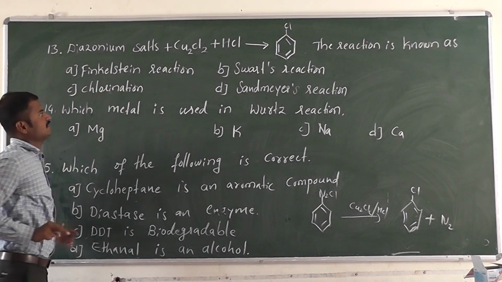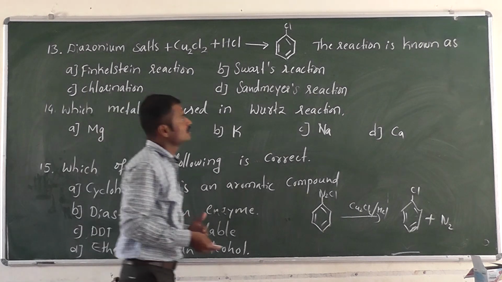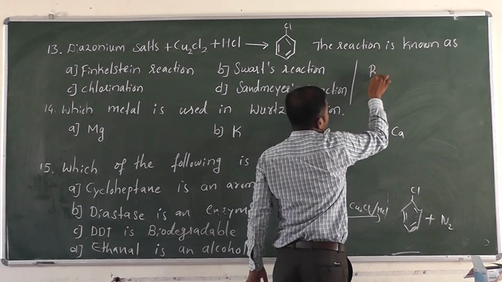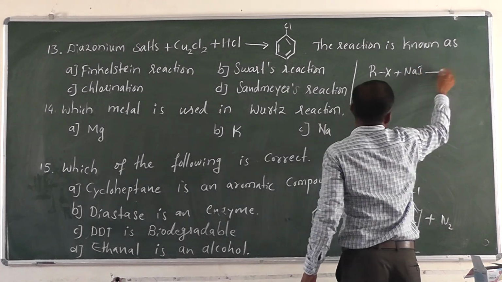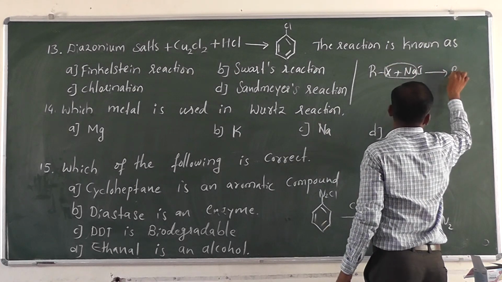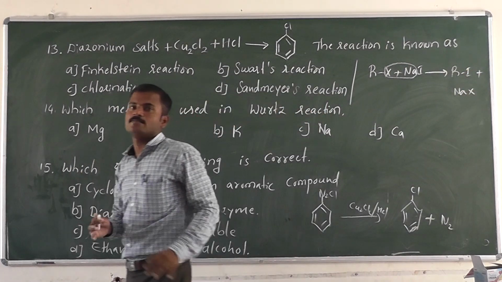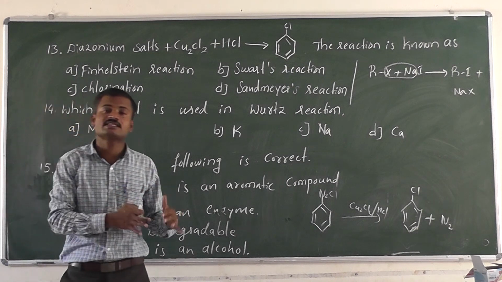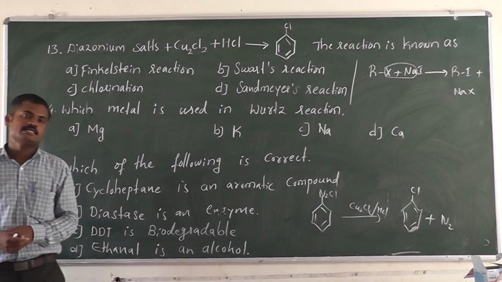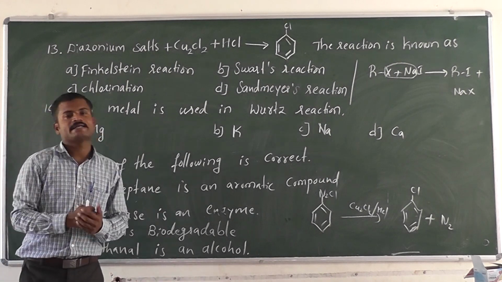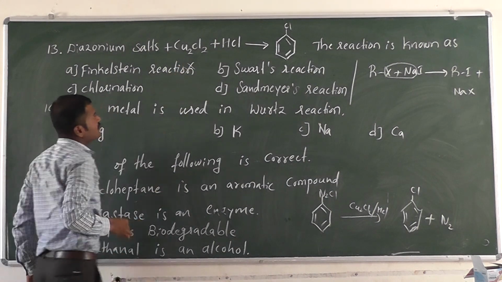See, option A, Finkelstein reaction, is different. Already we know, in the Finkelstein reaction, RX, that is haloalkane, reacts with sodium iodide, so there is formation of RI plus NaX. That means haloalkane reacts with sodium iodide in presence of acetone, and we are getting a different haloalkane, that is alkyl iodide. So that is different, and it is not the correct answer. It is not a Finkelstein reaction.